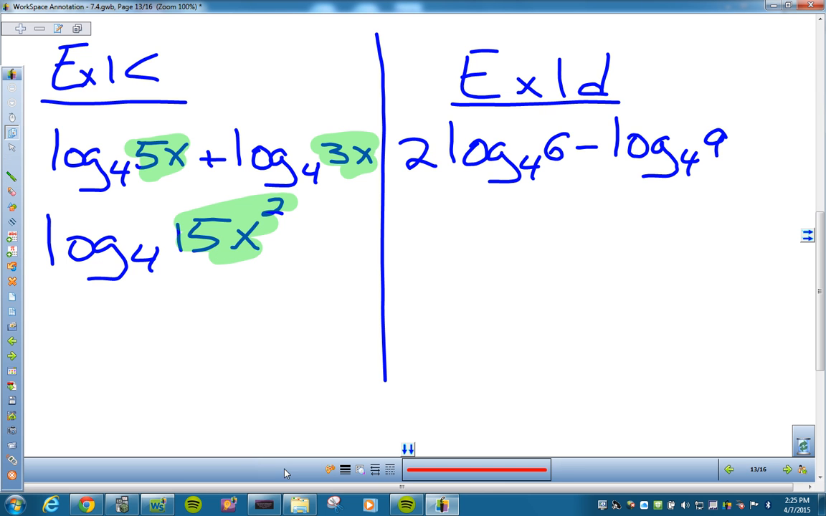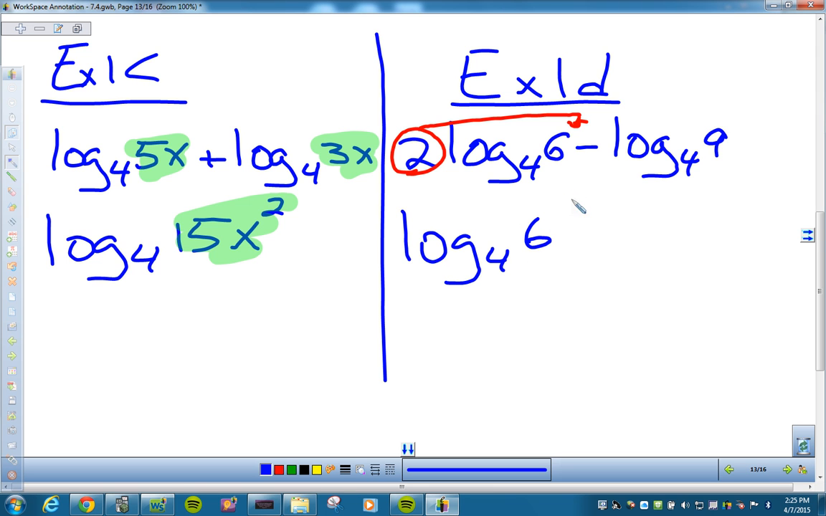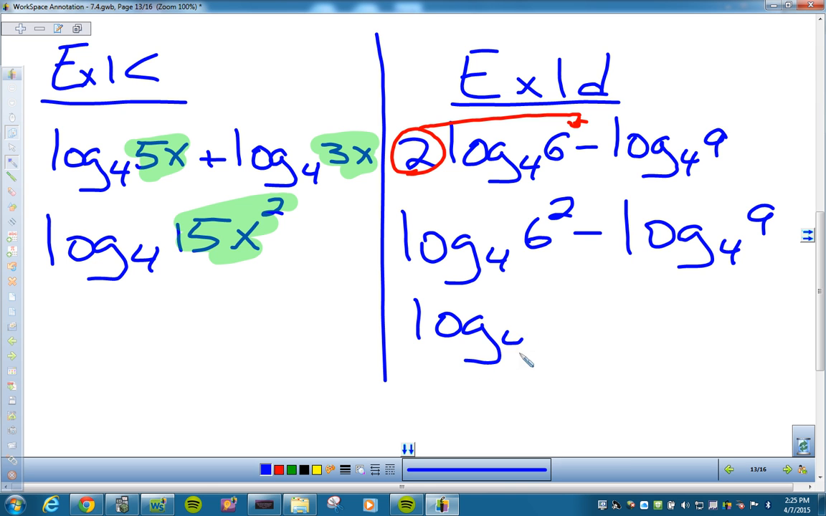Okay, so now, this one, what is the 2? Which property? Power property. So we're going to take that 2 and make it an exponent on the 6. So we get log base 4 of 6 squared minus log base 4 of 9. And now what property should we use because of the minus? Quotient. What's 6 squared? 36. So we're going to write log base 4 of 36 over 9. What's that equal? 4. Log base 4 of 4, which equals? 1. So log base 4 of 4. Right? We could make this equal x.